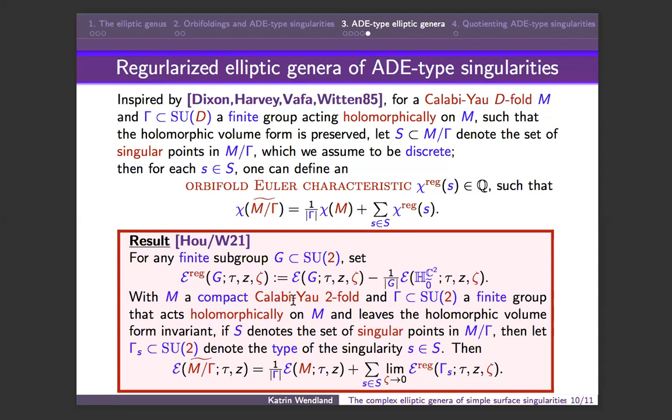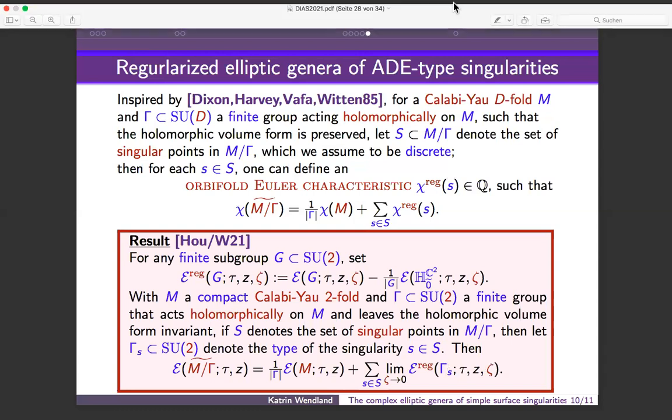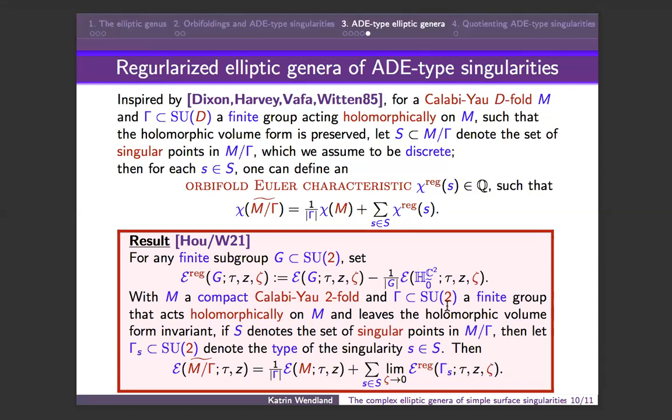Actually, when we apply this to the full-fledged Calabi-Yau two-folds with all the restrictions on the group actions that are listed before, let S denote the set of singular points in the quotient, and let gamma_S denote the type of singularity at the point S. Then with this definition, we have an equation where the elliptic genus of the orbifold is decomposed into a contribution that comes from the elliptic genus of the underlying manifold on the one hand, and a separate contribution from each of the singular points on the other hand. So we were very pleased with that result.